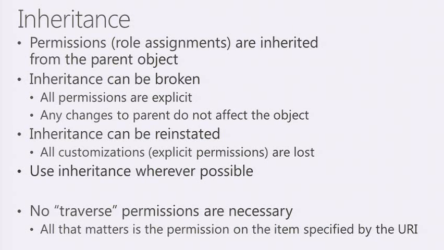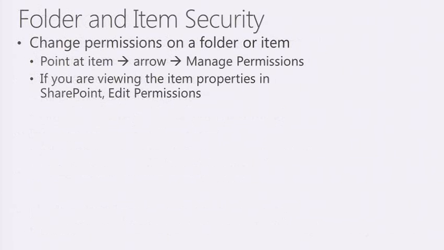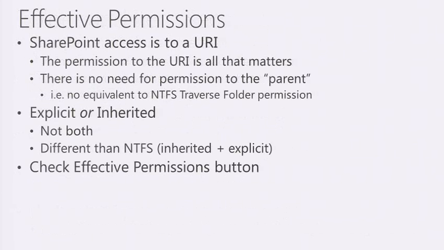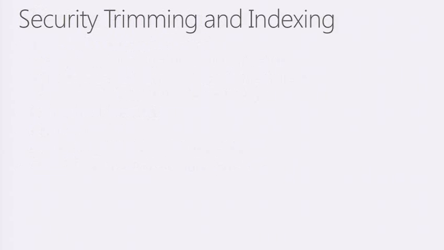That's very different in SharePoint. In SharePoint, a user is requesting a specific item. It's a URL. So they're not going through anything. They're going directly to a URL. And it is only the permissions on that URL that matter. So there's no need to have any kind of traverse permissions down. It's only the permissions on that one URI. Okay. So that's the inheritance model. Any questions at this point on the inheritance model?